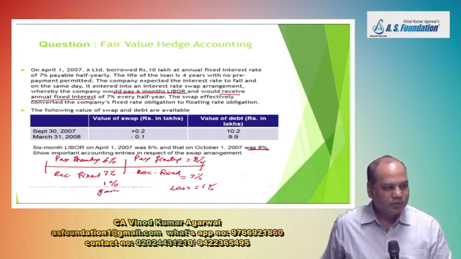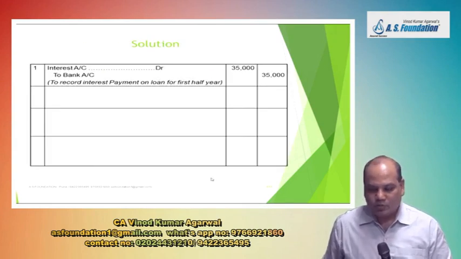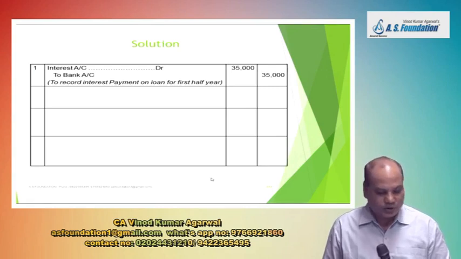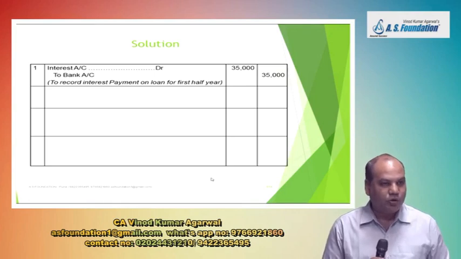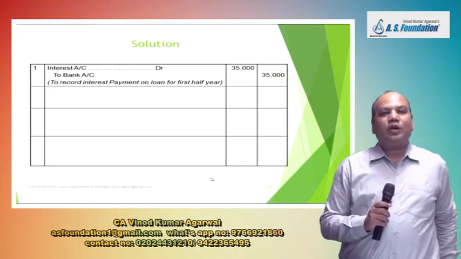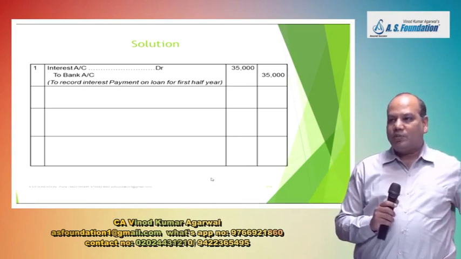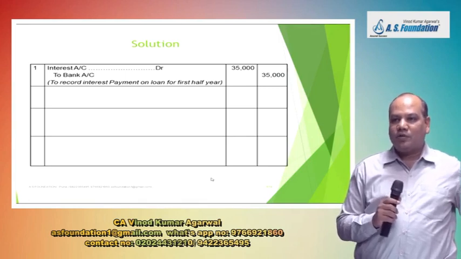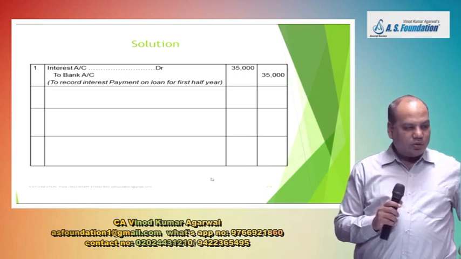That's it. Change in fair value they have already given to you. So pass the entry. In the first 6 months, you will pay interest on the original loan. Original loan is 10 lakh rupees at 7%, but you are paying half yearly interest, so into 6 by 12. Interest account debit to bank.